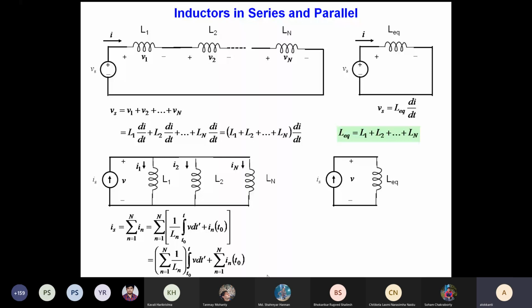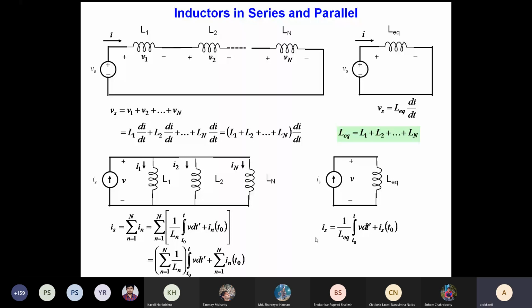Now for the equivalent, it is basically 1 by Leq. So the same expression, but just one equivalent inductance. So what is 1 by Leq? Integral T naught to T V dt plus I at T naught, if there was any current during the starting time T naught.